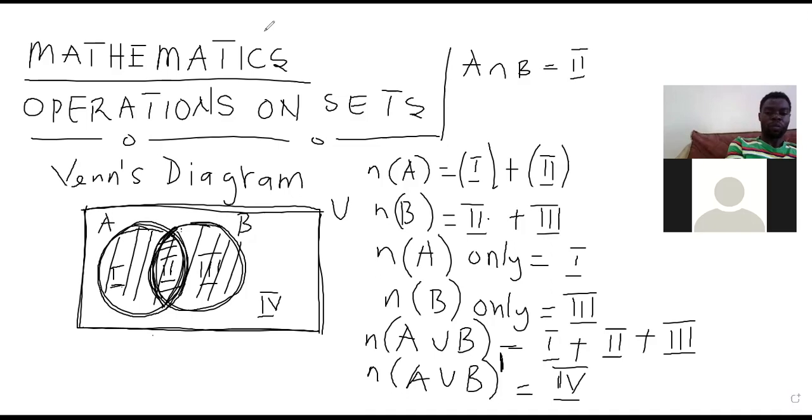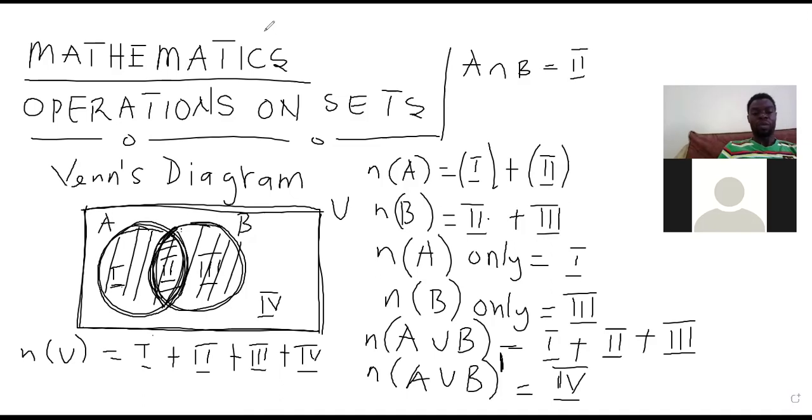And then take note that when you have the number of U, that's the universal set. To get the number of U, we add I plus I plus I plus IV, meaning we are combining everything in the rectangle. I plus I plus I plus IV should give us the number of U. We are combining all the members in the universal set. So when we add all the members, we should get U, the universal set.